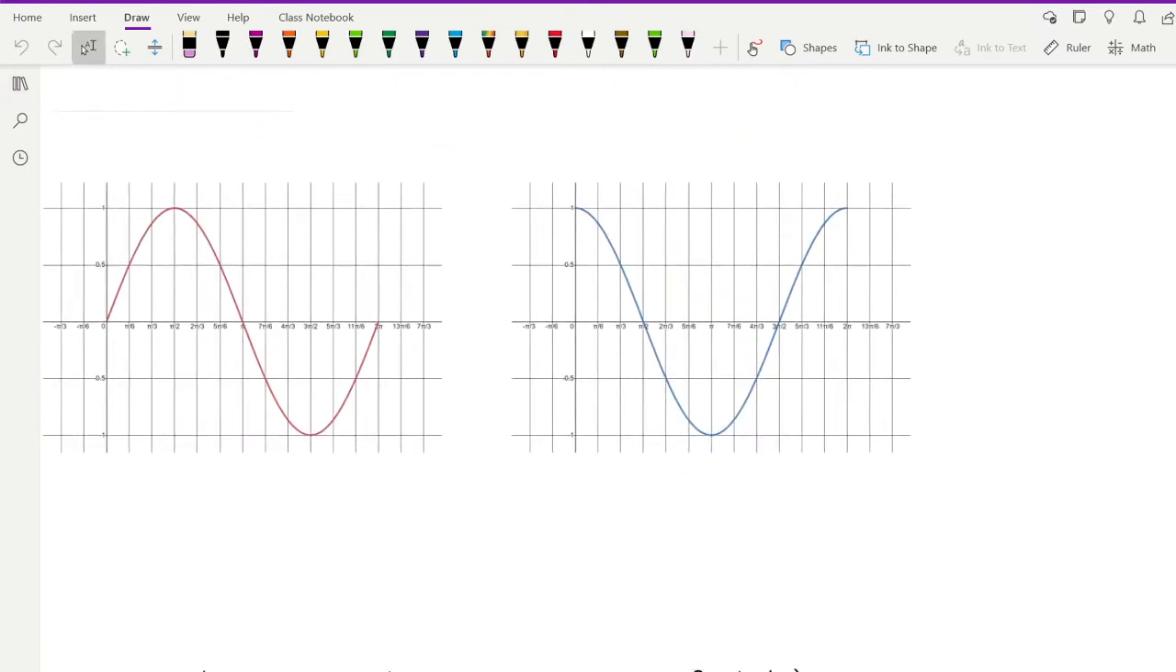Okay, so here I have, as we've seen before, the graphs of sine and cosine. So this is f of t equals sine of t. This is g of t equals cosine of t. So hopefully at this point you're somewhat familiar with these graphs.